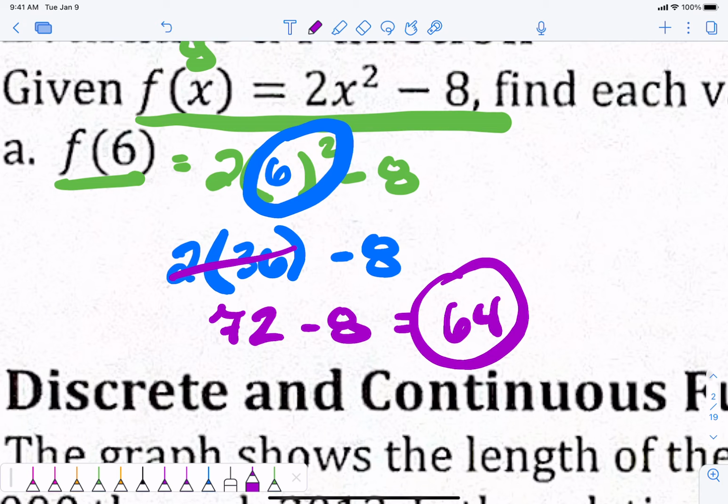Does that make sense? f of 6 just means you're taking whatever's in parentheses and plugging it in where the x was. Does that make sense? Yeah.